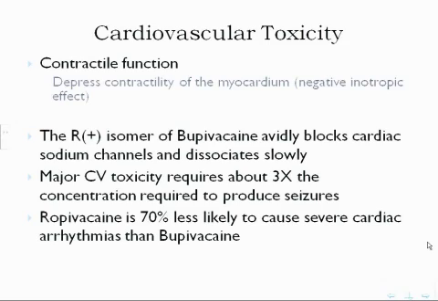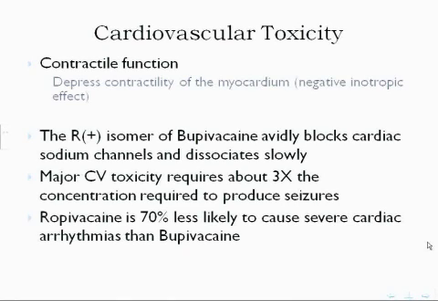Major cardiovascular toxicity requires about 3 times the concentration required to produce seizures, so you're really toxic at that point. Ropivacaine is 70% less likely to cause severe cardiac arrhythmias than bupivacaine, and that's why some people advocate its use. And levobupivacaine is also very similar to that. It has a significantly decreased incidence of cardiac toxicity.